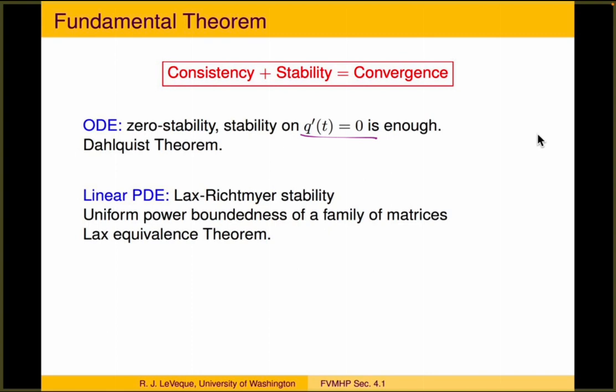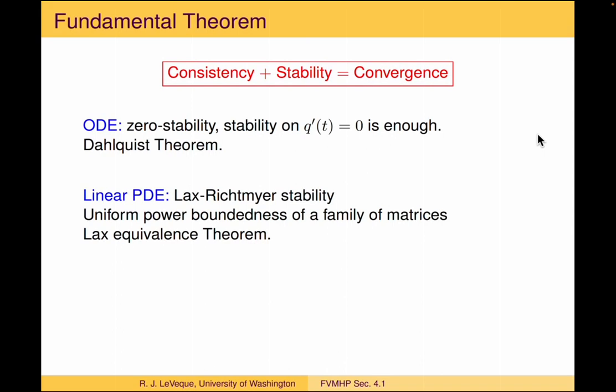But it turns out that if you can show that your method behaves well on that equation, then it also is stable more generally, and that together with consistency can give you convergence. For linear PDEs, there's something called Lax-Richtmyer stability, which involves uniform power boundedness of a family of matrices that come up when we discretize a system with more and more equations in a linear case. And there's a well-known Lax equivalence theorem that says that this sort of stability plus consistency is necessary and sufficient for proving convergence on linear PDEs.